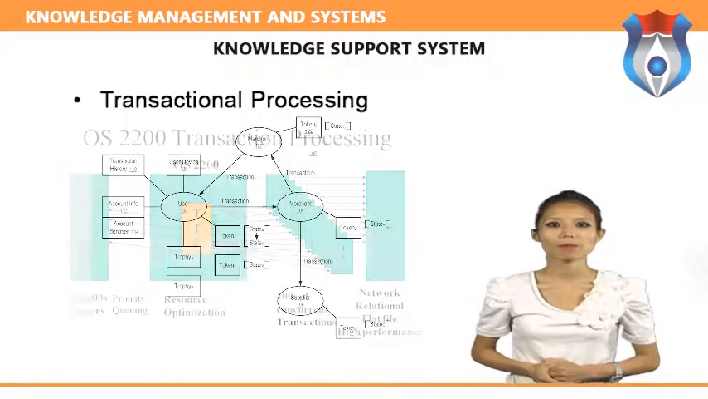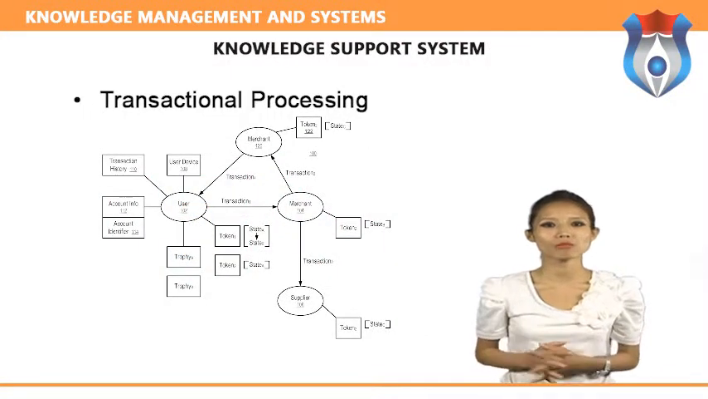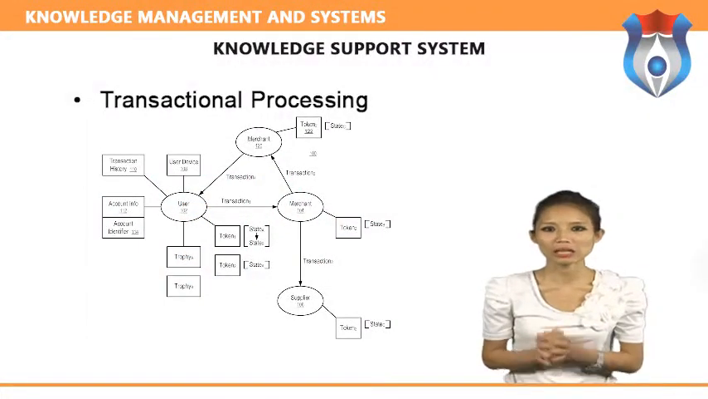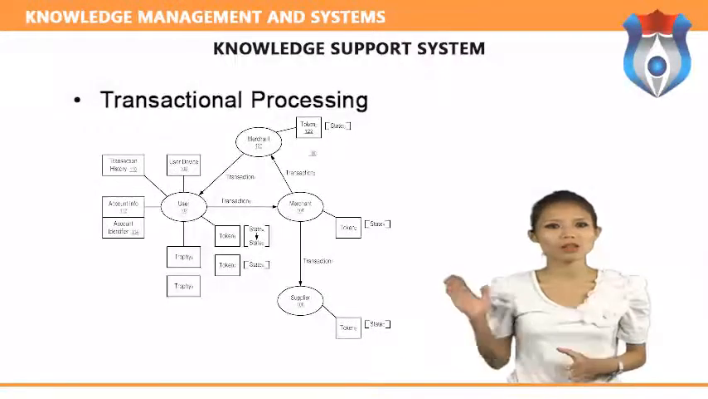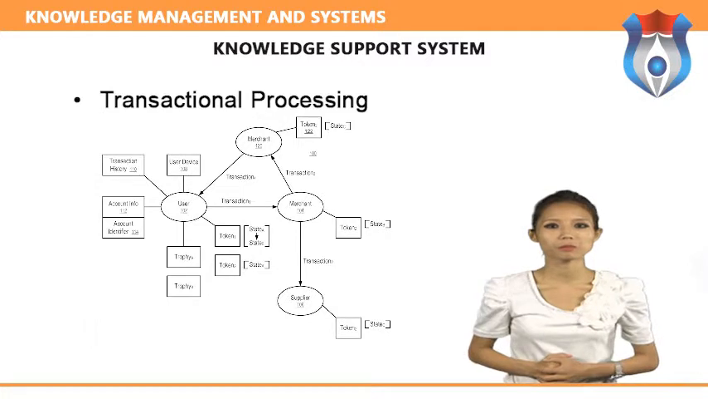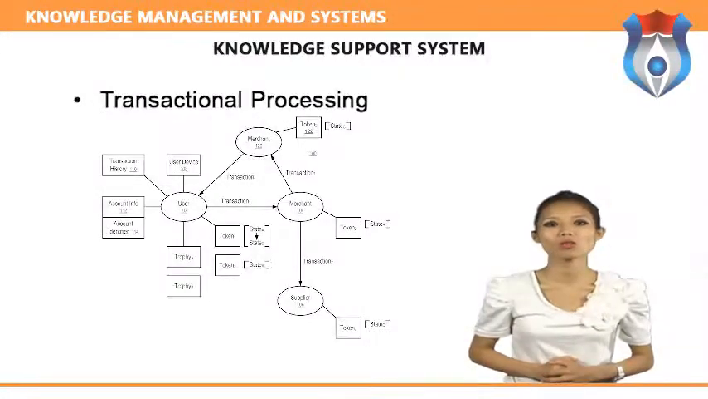ACID test. Transactions are known as atomic, meaning that the transaction will either happen or not. If one account is debited, then another account has to be credited. The transaction processing system must always be consistent with its own rules.